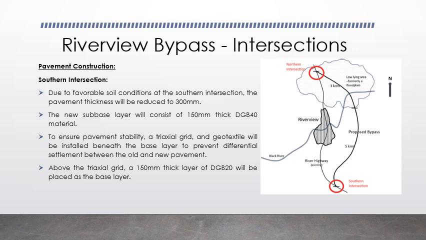Pavement thickness for the southern intersection will be 300. The new subbase layer will consist of 150 thick DGB 40 material. To ensure pavement stability, a triaxial grid and geotextile will be installed beneath the base layer to prevent differential settlement between the old and the new pavement. Above the triaxial grid, a 100 thick layer of DGB 20 will be placed as the base layer, like the northern intersection.